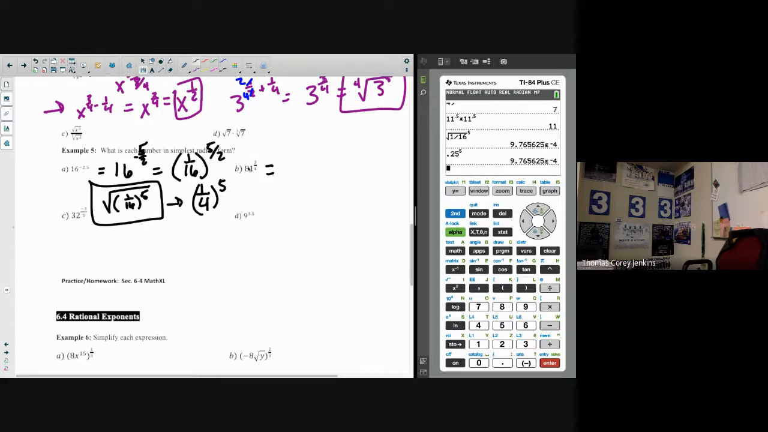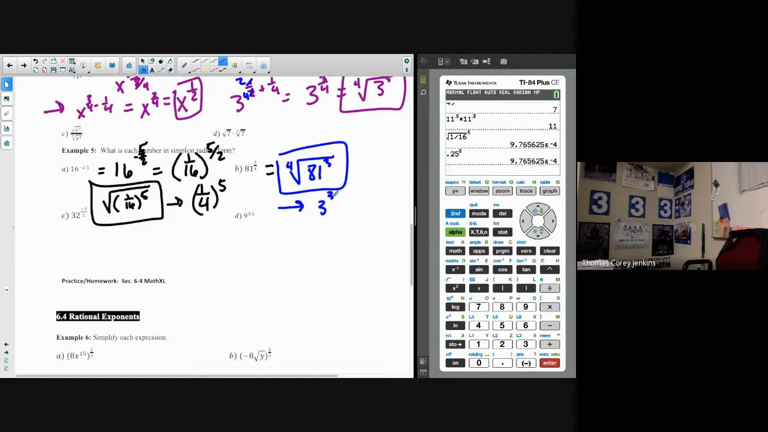Then the next one, simplest radical form for this guy, we want to think of this as the 4th root of 81 to the 3rd. And that may be acceptable, like if this were a MyMathLab question, but then again, the 4th root of 81 would be 3. So it may want us to reduce that to 3 to the 3rd power, okay?